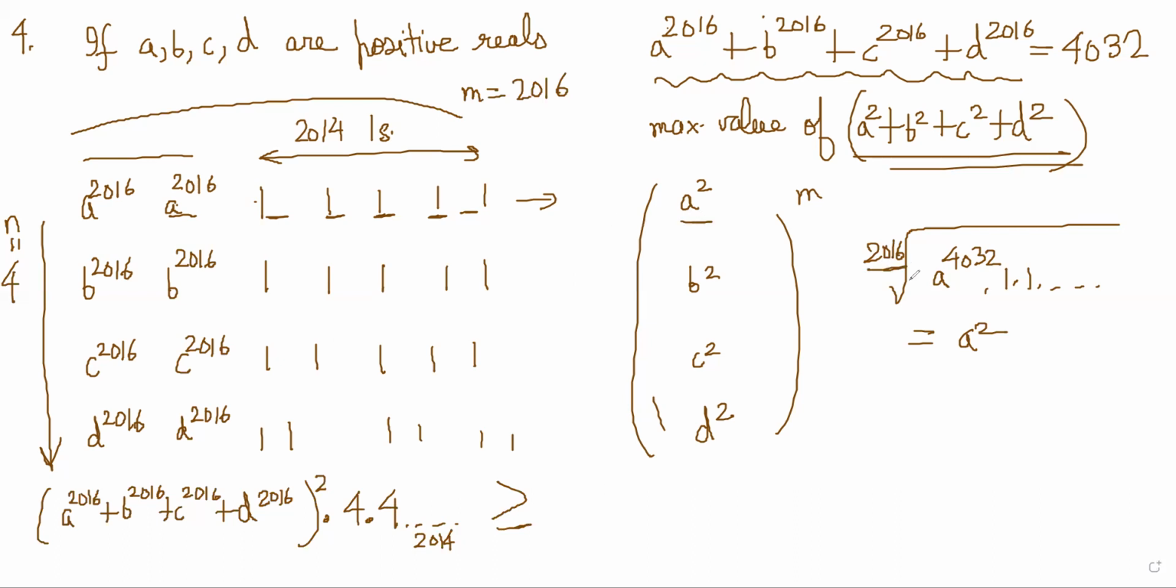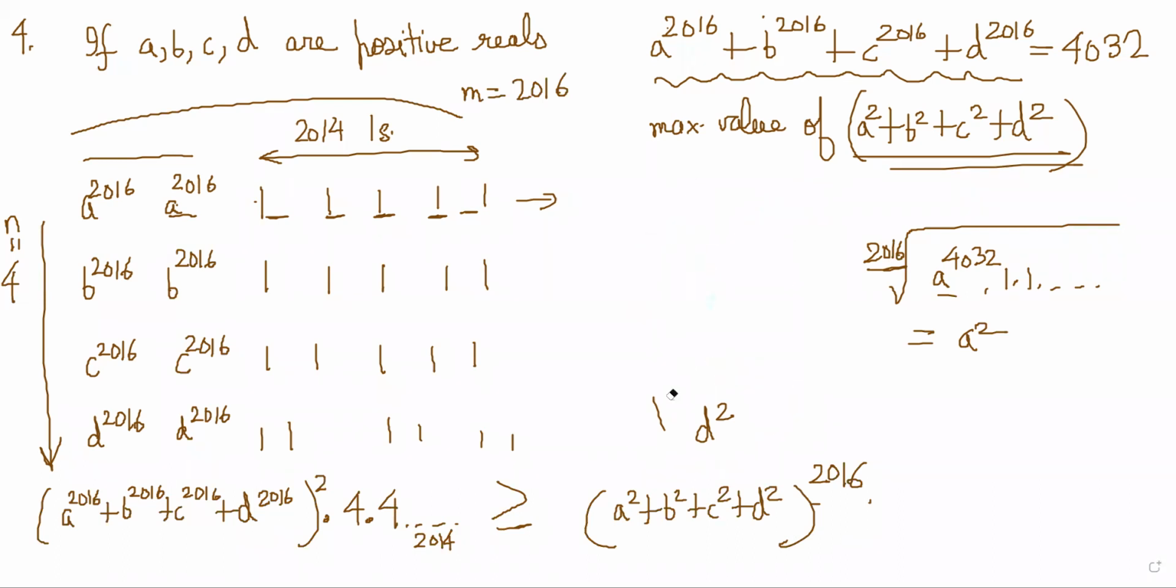When you take the 2016th power of the product, you get A square. You get A square plus B square plus C square plus D square, but you have to raise the whole thing to the power 2016, right? Okay, so this is my inequality right now. So I will just get some space here. I'll remove these parts. And what I get is this.